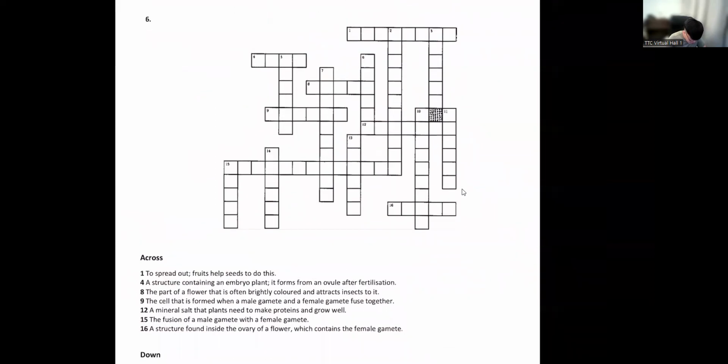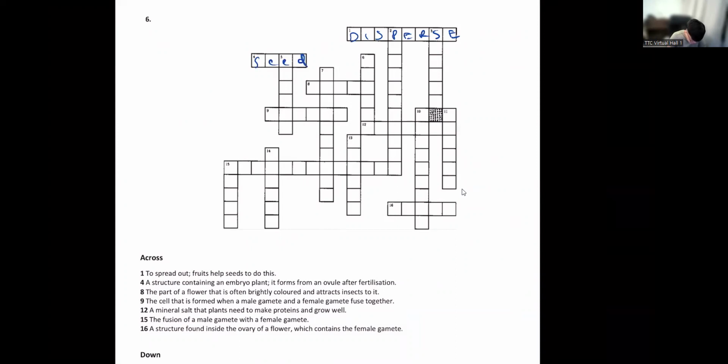So let's do the across first. Number 1, to spread out fruits help seeds to do this. This is called disperse. Disperse is to spread the seed away. 4, a structure containing embryo forms an ovule after fertilization. So that would be your structure containing embryo plant. Oh, that would be the seed.